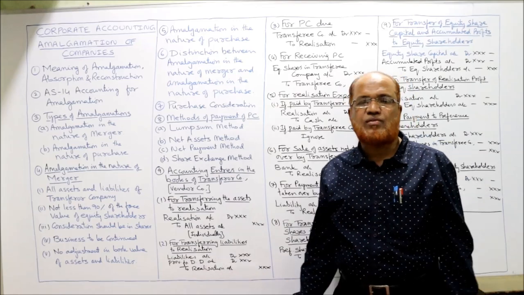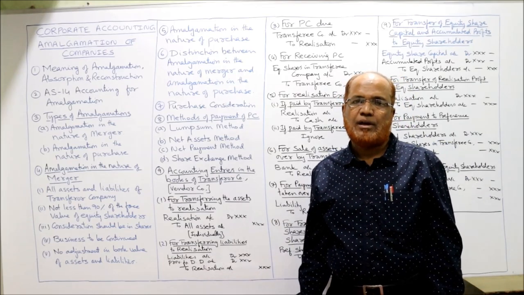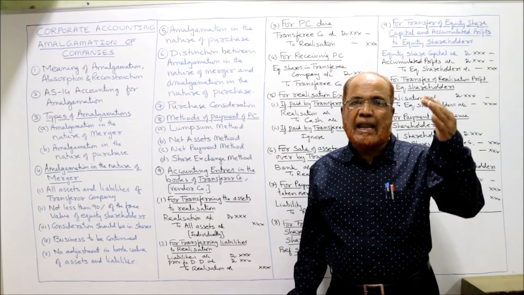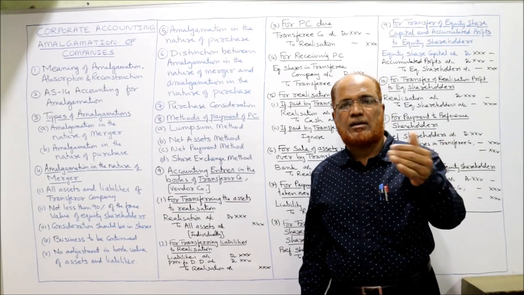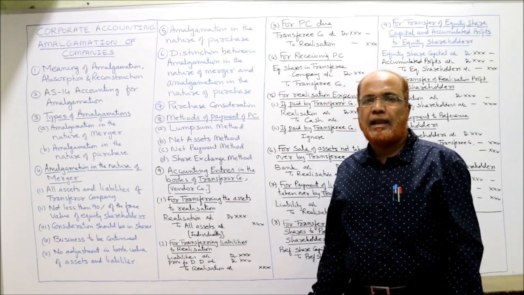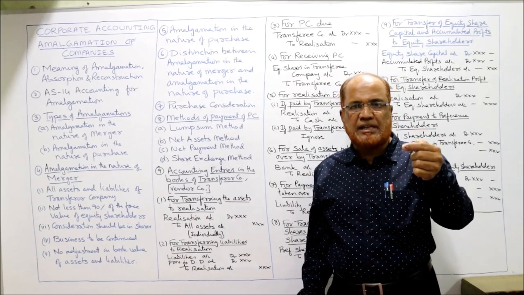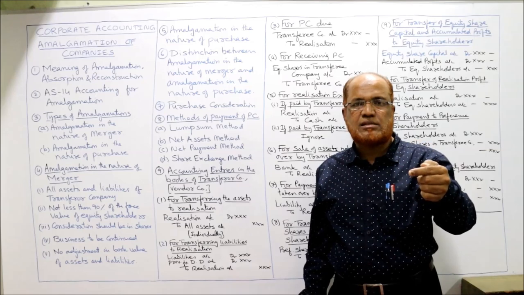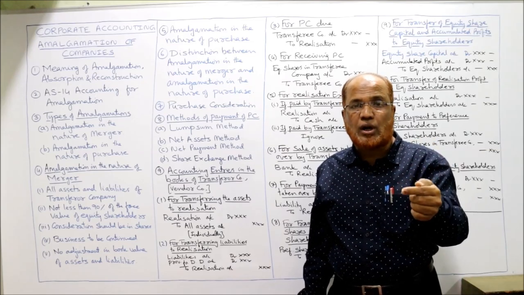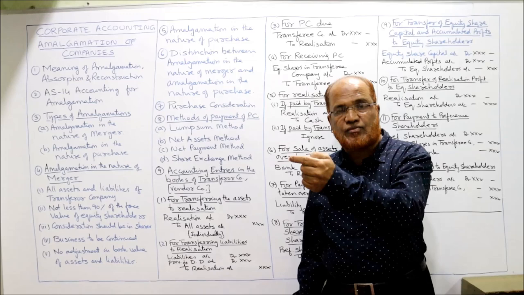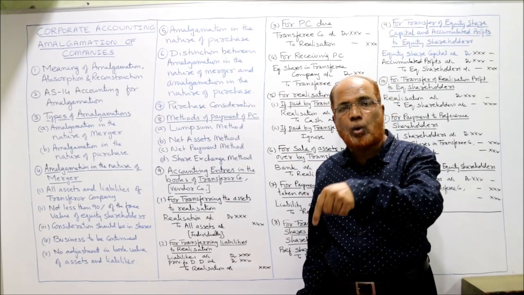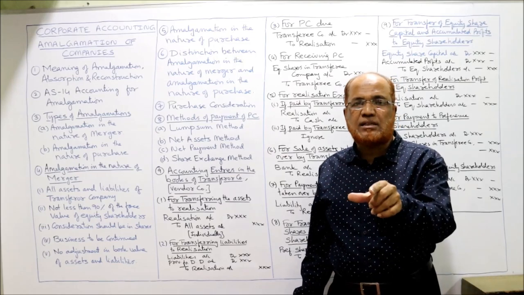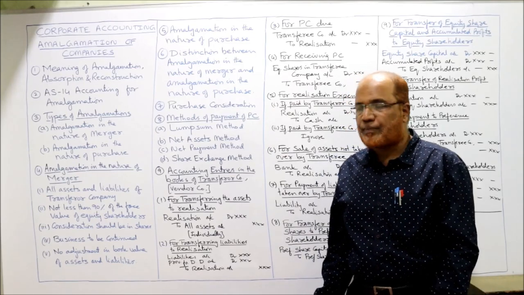Now, second entry for transferring the liabilities. Liabilities account debit, provision for doubtful debts account debit to realization. Liabilities are sundry creditors, bills payable or debentures. Similarly, if provision for doubtful debts is given on the asset side, then in the second entry, provision for doubtful debts account debit to realization. While passing this entry, again remember some points.